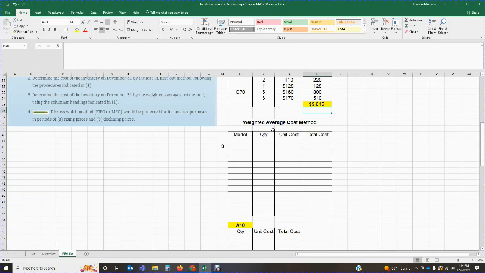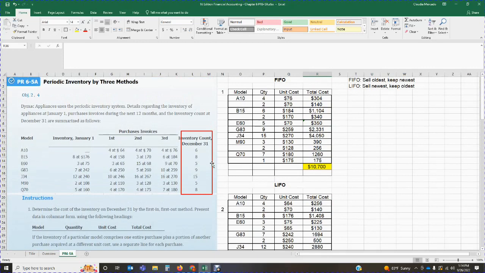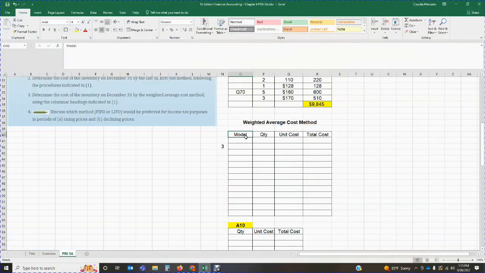This one's going to be a little bit more challenging. We have to do quite a bit of calculations to come up with our unit cost and then multiply it by our ending inventory. For the weighted average cost method, we have to get the average by model. So we have 4 at 64, 4 at 70, and 4 at 76. We're going to bring those numbers down here. So we're doing model A10.